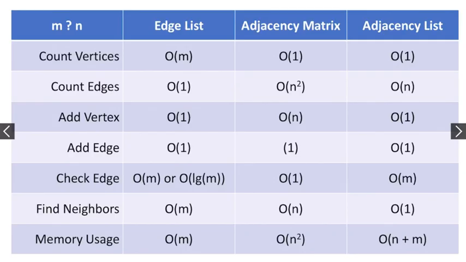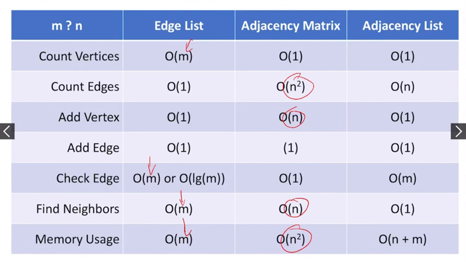Alright, so to summarize that, this is what we have. For edge list, we've got big O of m, constant time on a few things, which makes sense because everything's stored in our m edges. For an adjacency matrix, n squared comes into play, and then we've got big O of n, which makes sense because we have an n by n structure.